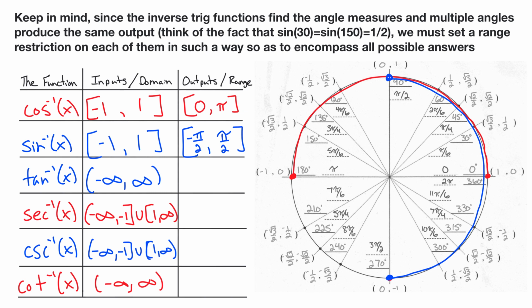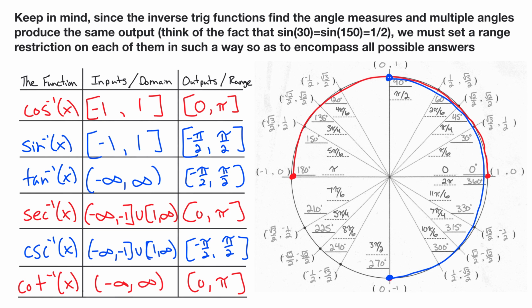So tangent inverse, that range is negative pi over 2 to pi over 2. Secant inverse is 0 to pi. Cosecant inverse, negative pi over 2 to positive pi over 2. And then cotangent inverse is 0 to pi.